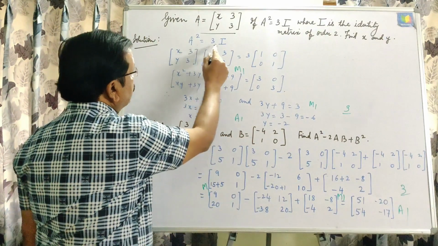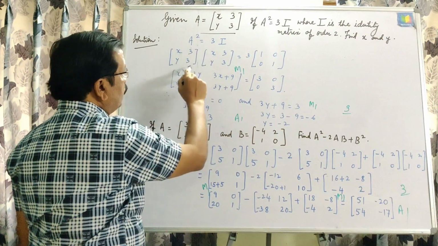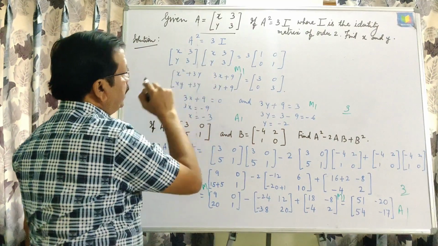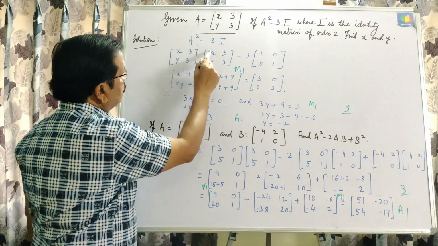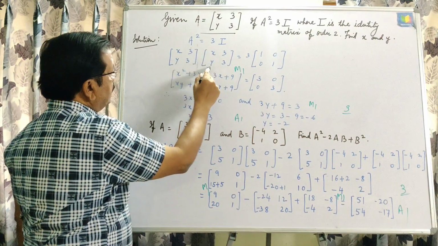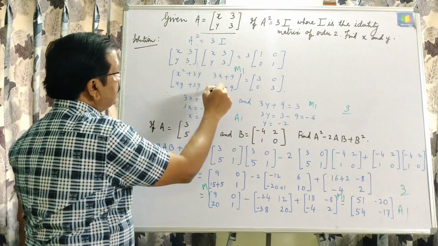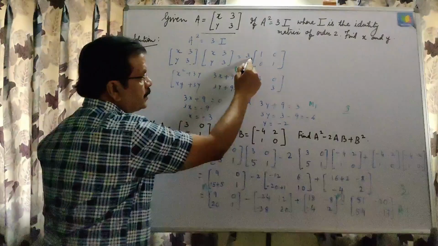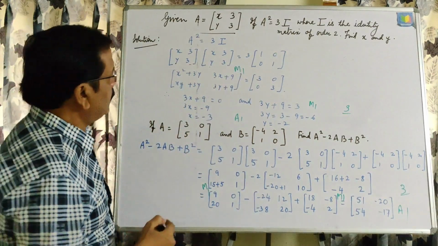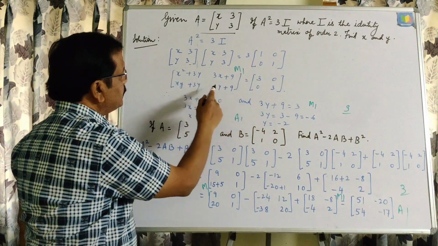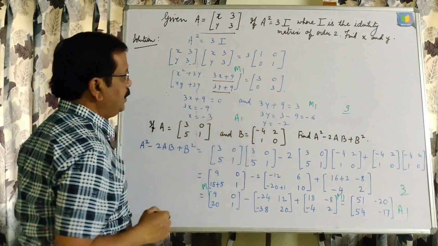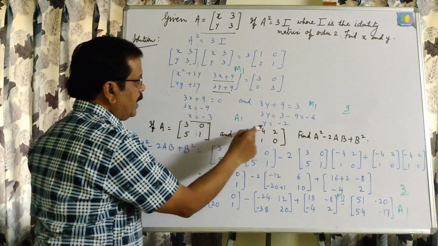You are given here A square is equal to 3I. Substituting the value of A, then multiplying first row, first column, corresponding elements multiplied and added, that is x square plus 3y, 3x plus 9, xy plus 3y, and then 3y plus 9, which is equal to the scalar multiplication, 3 0 0 3. Then after multiplication, equating this, 3x plus 9 is equal to 0, 3y plus 9 is equal to 3. Then we get the values of x and y.